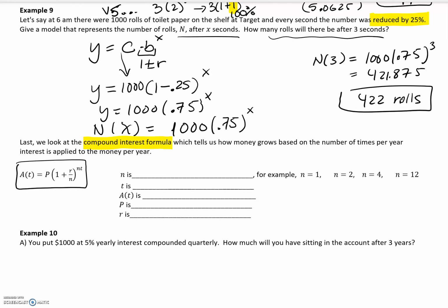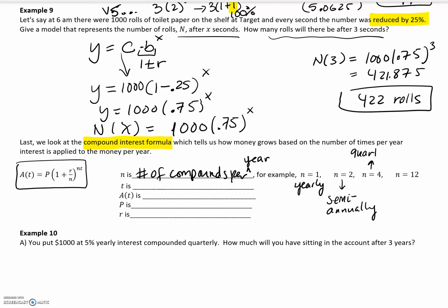And n is the number of times your money gets compounded. So we'll say n is the number of compounds per year. For example, if n is equal to 1 in the formula, interest is applied to your account at the end of every year, so it happens yearly. If n is 2, it's semi-annually, so interest will be applied to your account twice a year, meaning at the end of every 6 months. If n is 4, you're looking at quarterly interest, so every 3 months interest is being applied to your account.